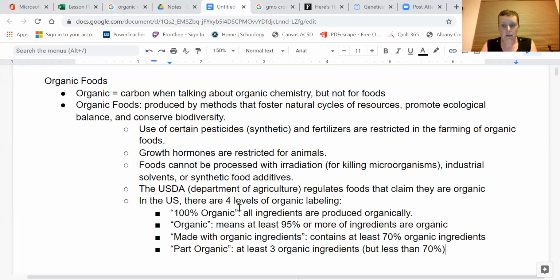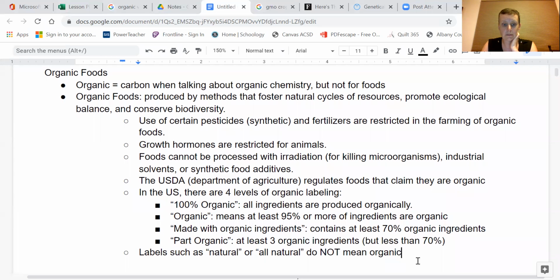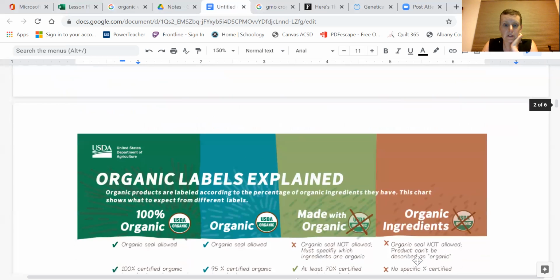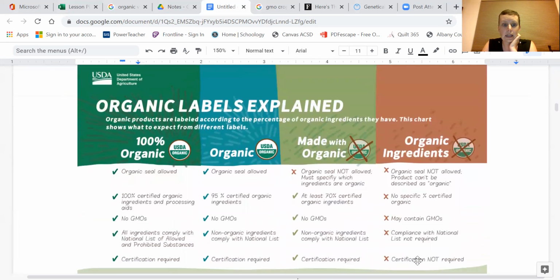And let's just look at one more word that you might see on products in the grocery store. Labels such as natural or all natural do not mean organic. And we're going to just look at a couple of graphics here to show the difference. So again, labels like natural or all natural do not mean organic. So what I'm going to do is scroll down here and we're just going to look at a couple of things. Okay, so again, organic labels.